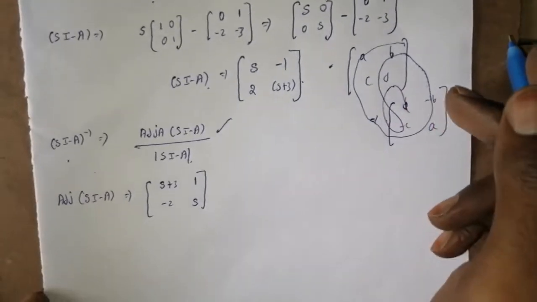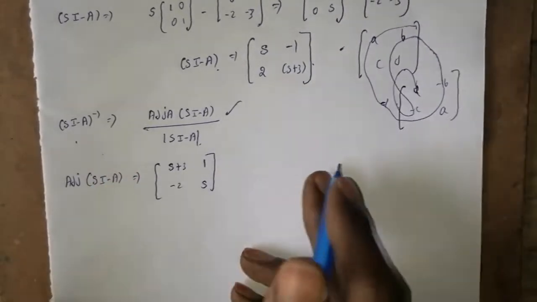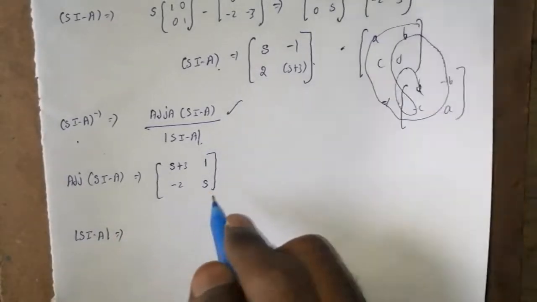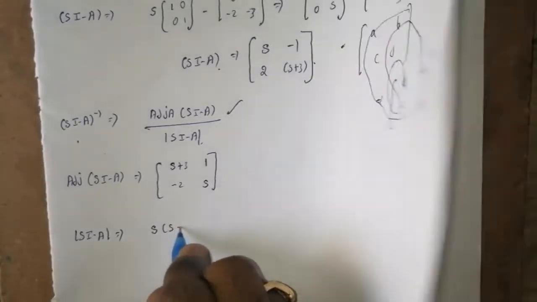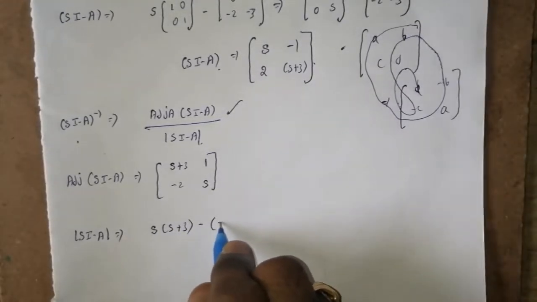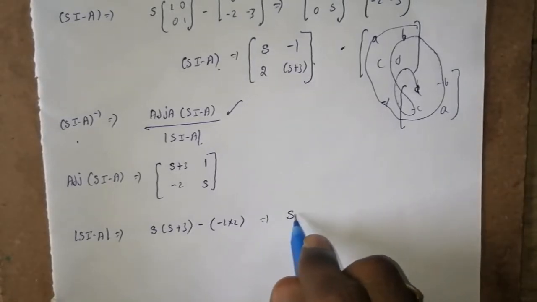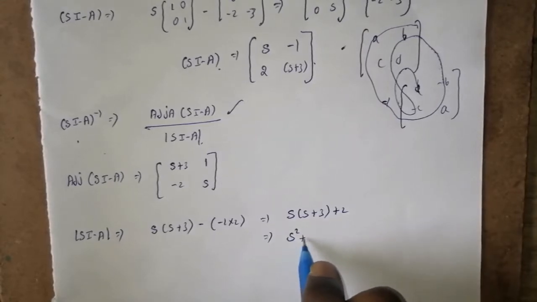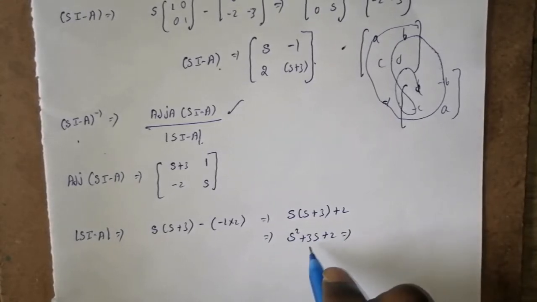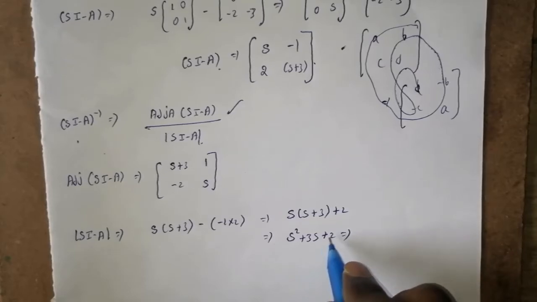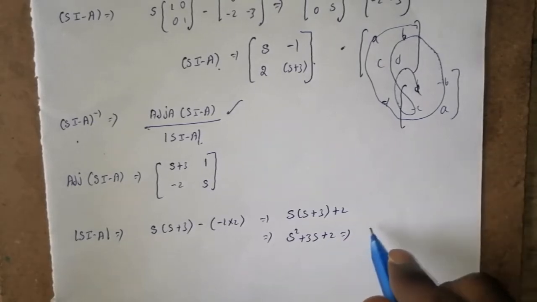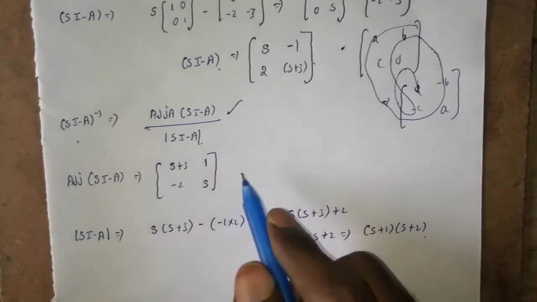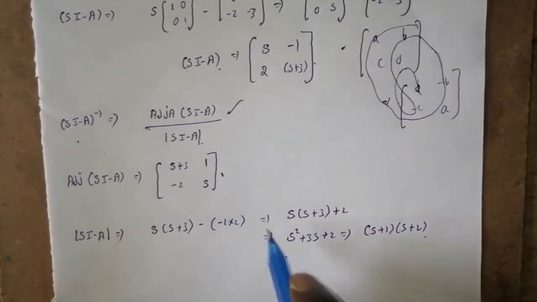Next we have to find the determinant of sI minus A, which equals s into (s plus 3) minus (minus 1) into 2. So we get s into (s plus 3) plus 2. If you simplify this, s squared plus 3s plus 2. This is a second order quadratic equation. If you convert it into factors, you get (s plus 1) into (s plus 2). Now we have found the numerator as well as the denominator.